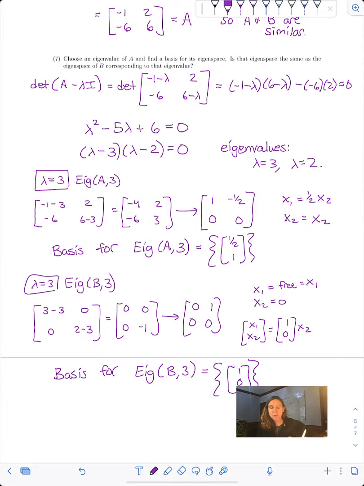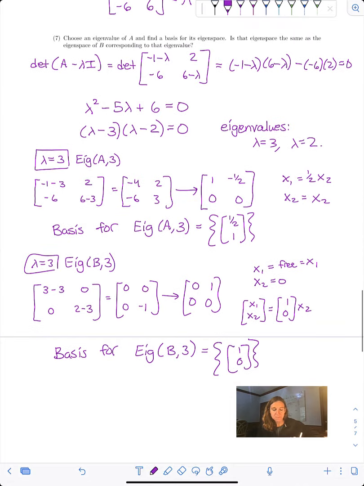And what you should notice here is that these are not the same. We had (1/2, 1) for the eigenspace for A corresponding to lambda equals 3, and (1, 0) for the eigenspace for B corresponding to lambda equals 3. So the eigenspaces are not the same, even though the eigenvalues are the same. So that's an important thing to take away.